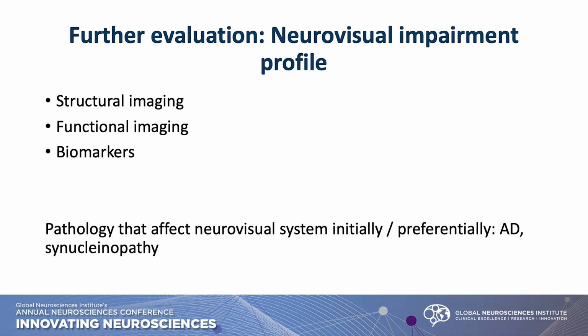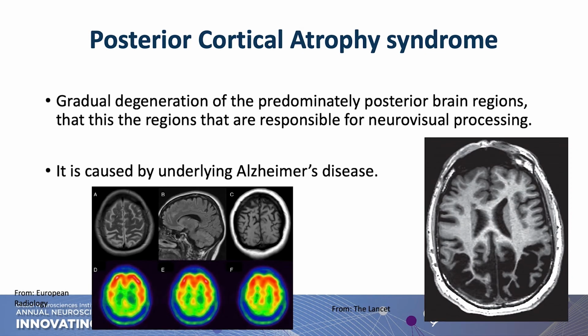Neurovisual impairment profile. Again, the preferential pathology that likes those areas. If we're talking about slowly progressive diseases, your Alzheimer's disease, your synucleinopathies such as Lewy body dementia or Parkinson's disease dementia. And this is just a very dramatic example of the posterior cortical atrophy syndrome, which is a posterior variant of Alzheimer's disease. And you see really how the occipital parietal areas are affected by the disease.